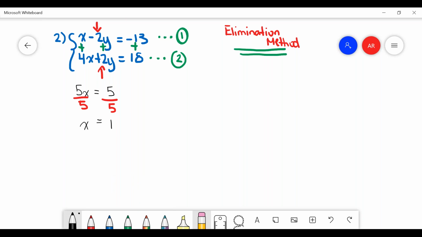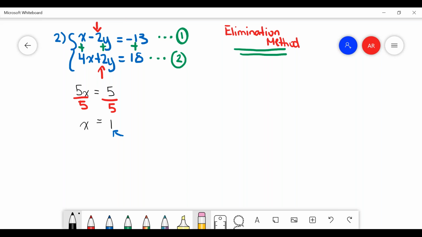Now that we've discovered our x value, we can easily figure out our y value. In order to figure this out, we just need to do the exact same thing we did in our first question, and we're just going to be substituting our value of x, which is 1, into either equation 1 or equation 2. I'll select equation 1 for right now, but you can select equation 2 also if you wish to substitute x into. It really doesn't matter. So I'm just going to select equation 1 and substitute 1 wherever I see x.